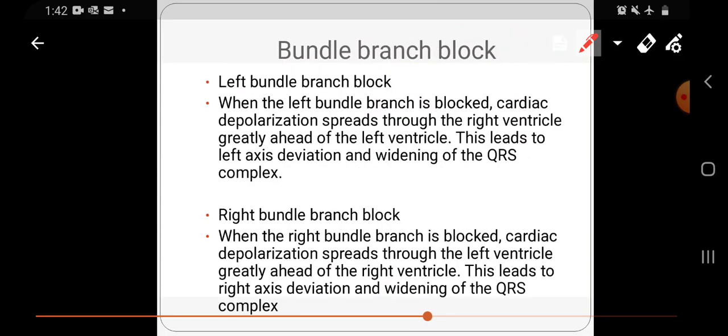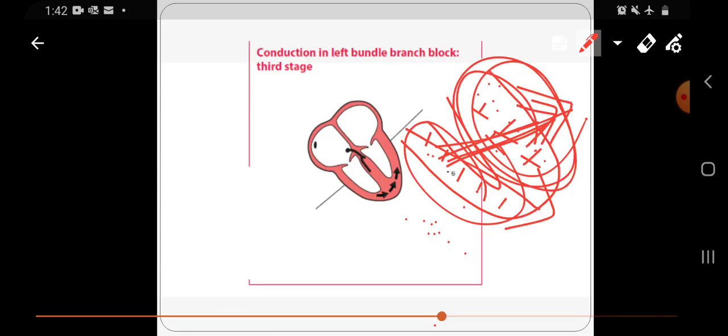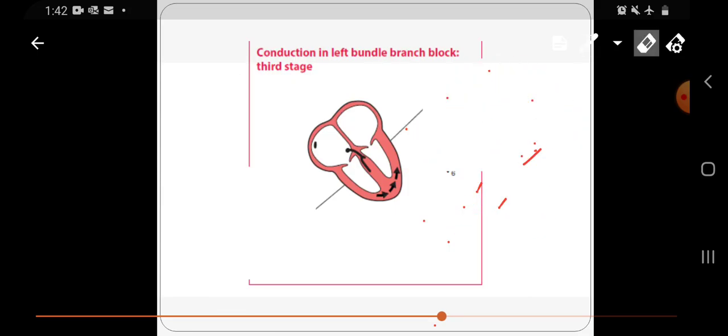Okay. The other cause of axis deviation is bundle branch block. What does bundle branch block mean? Usually the signal that reaches through the AV bundle will pass into the right and left bundle branches at almost the same time. It enters the left slightly faster, but it is not very noticeable, just slightly faster.